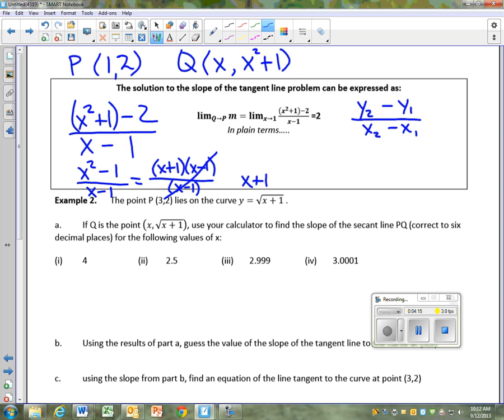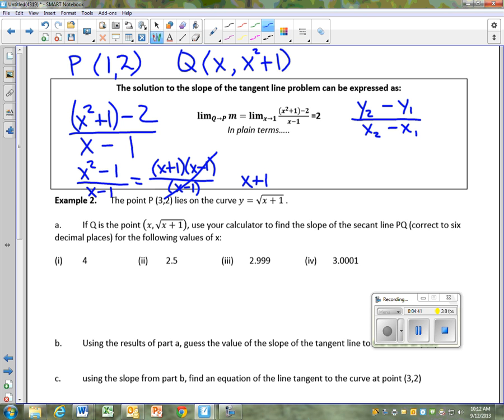Watch again. You want to slide Q close to P, right? So that the x value of Q will become the x value of P. When we do that, we come up with an expression of x plus 1. What did our x value become? Plug it in. 1 plus 1 is? What was the slope of our line yesterday?